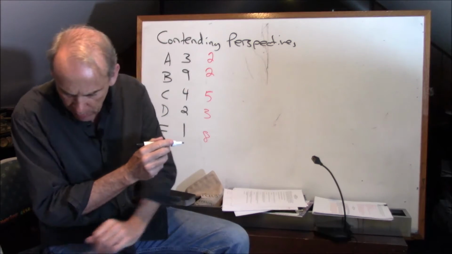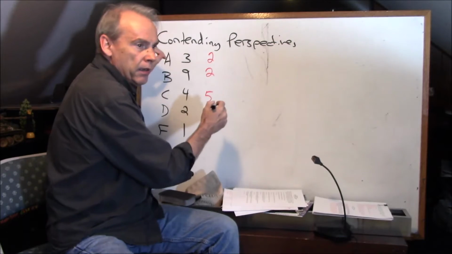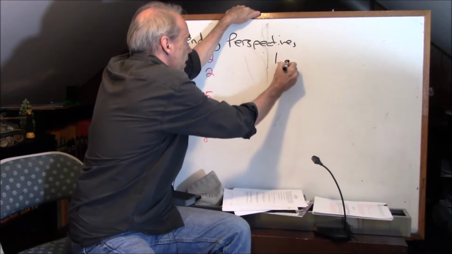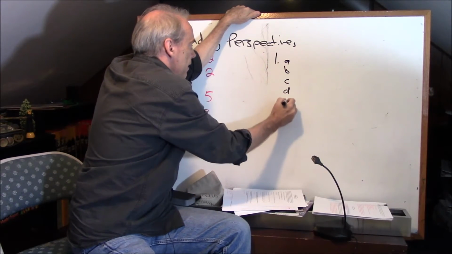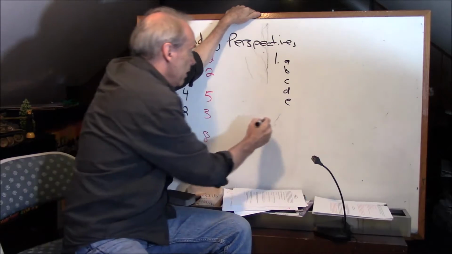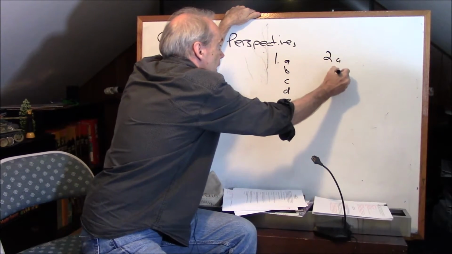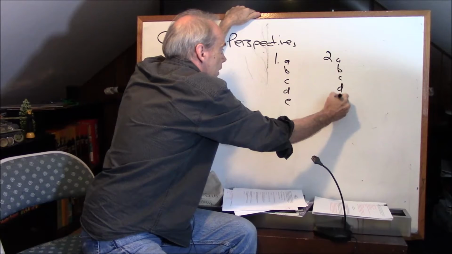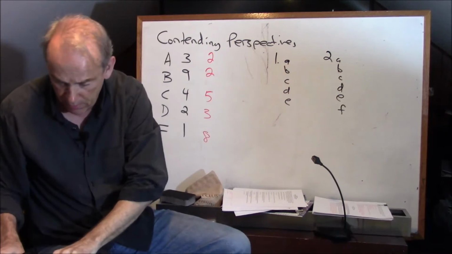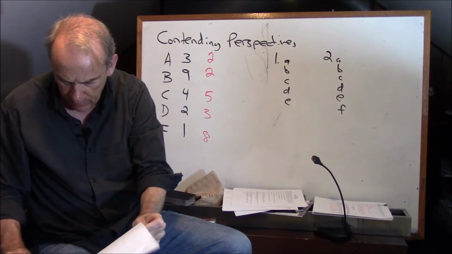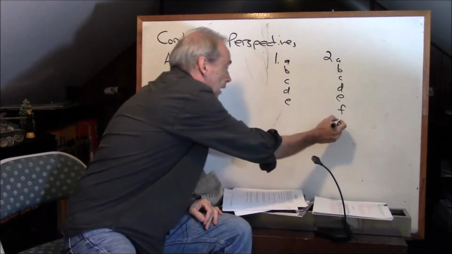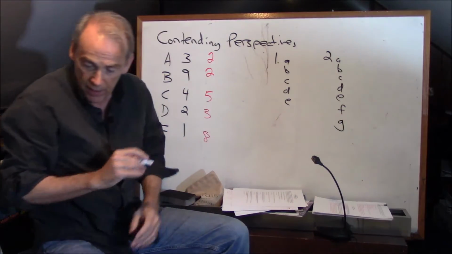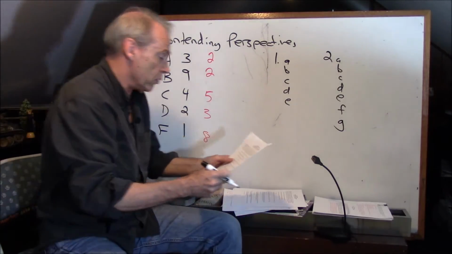Let's see, now I've got 1, okay, sorry. Let's see here. Can you see that part? Yeah. 1, A, B, C, D, E, and then 2, A, B, C, D, E, F, I believe it was. Is that right? John Harvey. Oh, G. G.